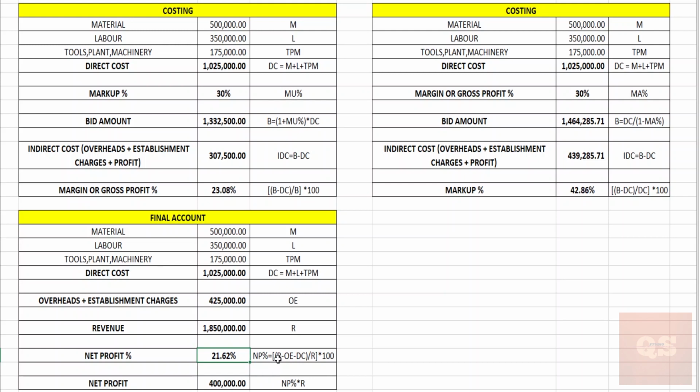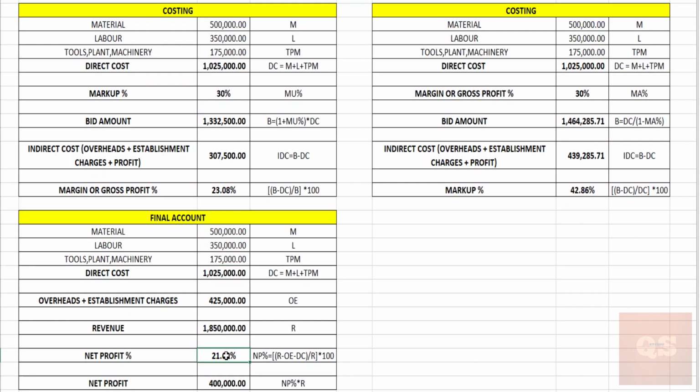The formula here is your revenue minus your overhead establishment charges minus your direct cost. That is purely your profit. That is called your net profit. Here, if you see the margin, or the gross profit is including your overhead establishment and your profit. That is your gross profit. When you minus all your expenses, that is including your overhead, establishment charges and direct costs, then you get your net profit. So the net profit percentage will be your revenue minus your overheads minus your direct cost divided by your revenue into 100.